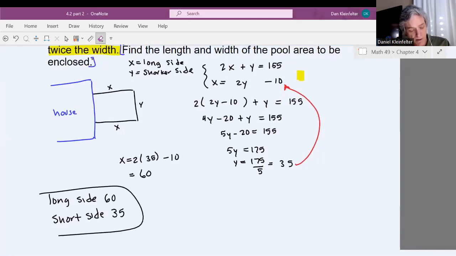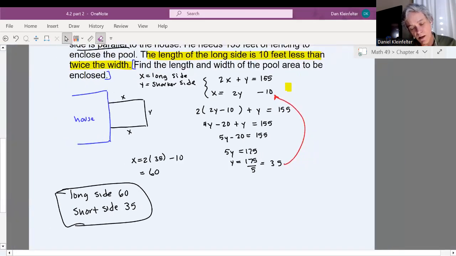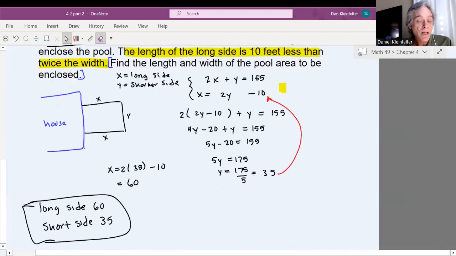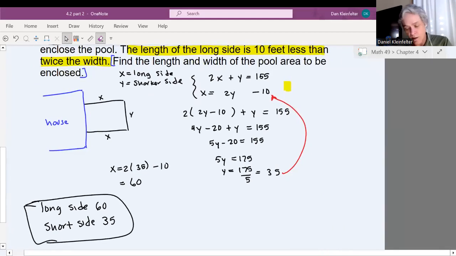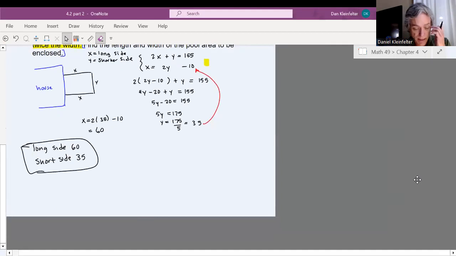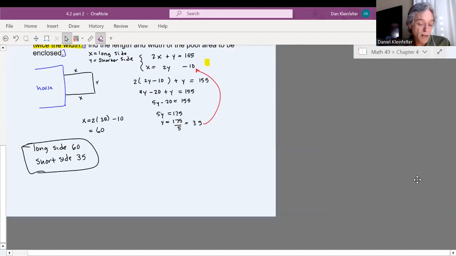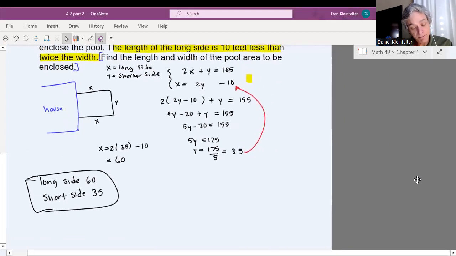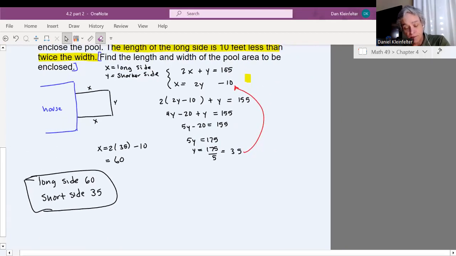Okay, and that will do it. So for this one, we read and understood the problem. A sketch was helpful. I picked out some variables. We processed each of the sentences and turned them into an equation. That gave us two equations and two unknowns, and then we solved the resulting system. And it looks like it makes sense. 2 times 60 is 120, plus 35 would give us the 155. And so that's good.